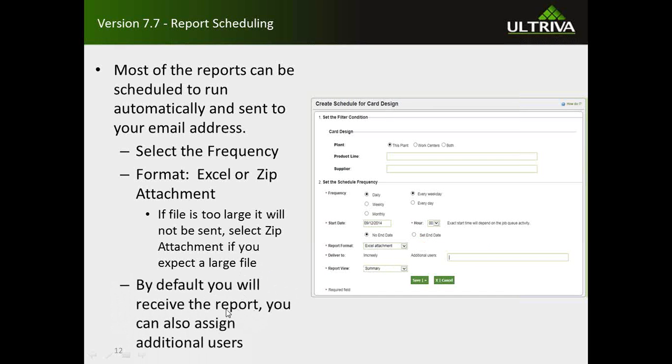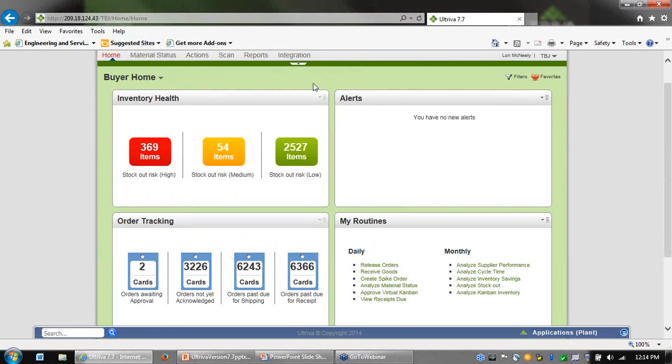By default, the report will be delivered to you, but you can select additional users. It can be one additional user, or 2 or 3 or 4, kind of like the additional supplier contacts. So you have your choice of how many you want to send this report to as well. And with that, we will come back over here and see how this works.